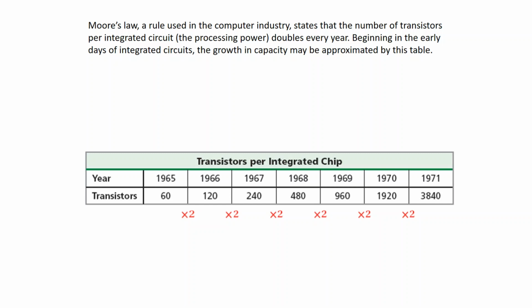So notice your x's, which is time, your year, 1965, 66, 67, 68, 69, 70, 71, is a constant change by 1. And notice that the transistors is changing by a multiple of 2. 60 times 2 is 120, 120 times 2 is 240, and so on. So you can see that there's a constant rate of change, and this time instead of being added, it's actually multiplied.